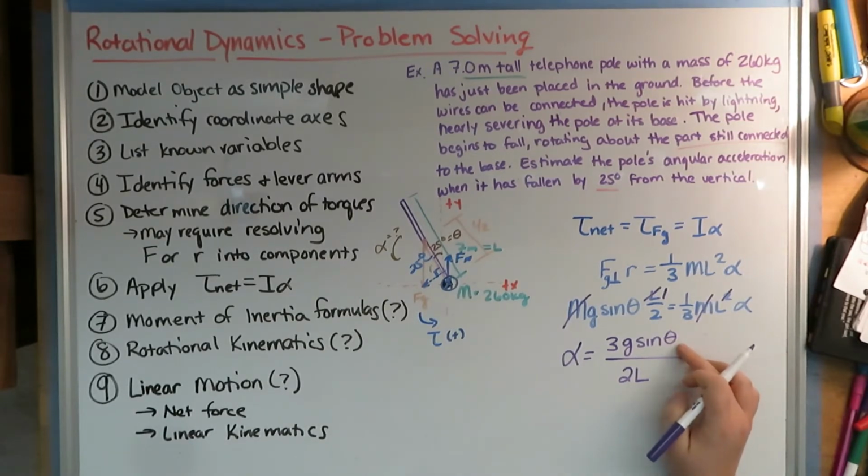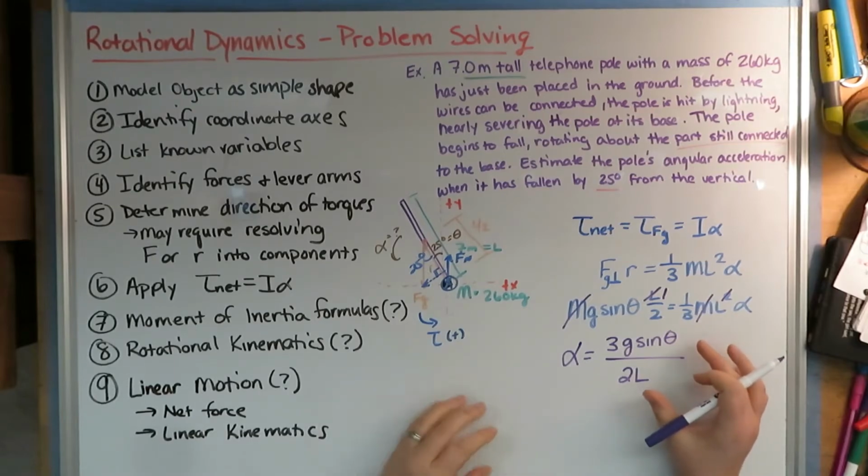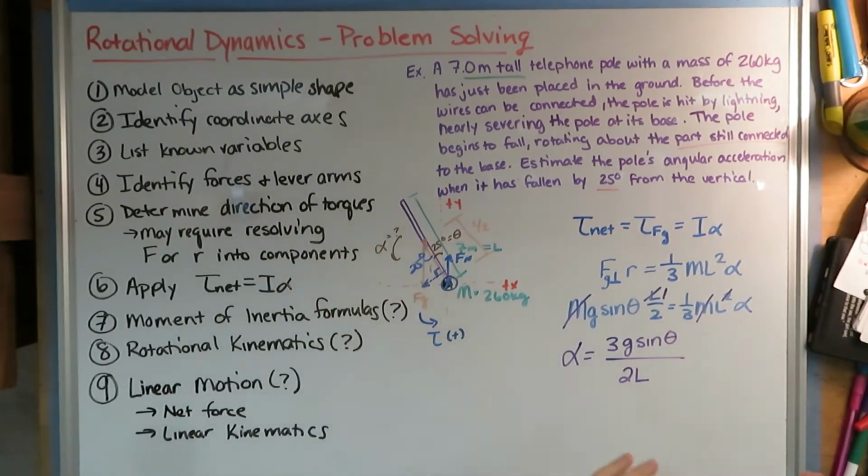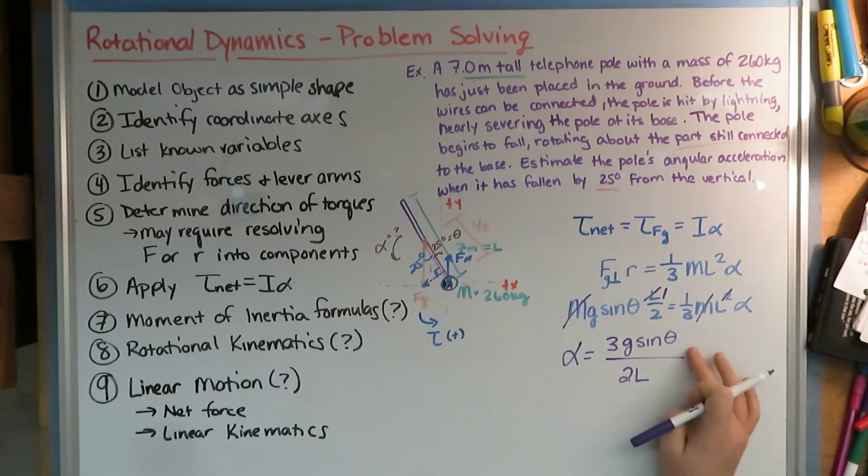It's also dependent on the angle theta. So if I think about this, at 25 degrees, I'm going to have a particular value for my angular acceleration. But what about as it keeps falling? Am I always going to have the same angular acceleration? Well, no. The length of the rod is always going to stay the same. The acceleration due to gravity is going to stay the same as it falls, but that angle is going to change.